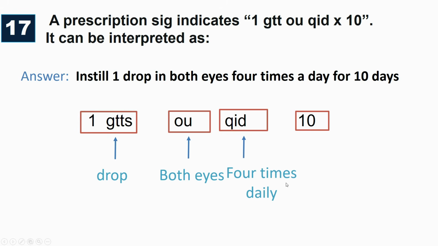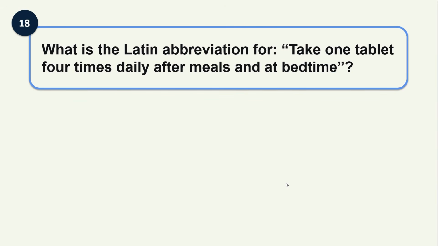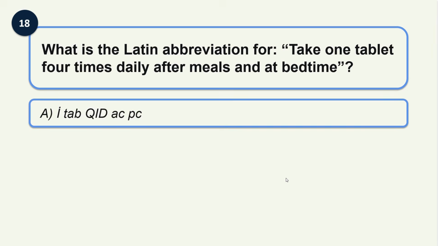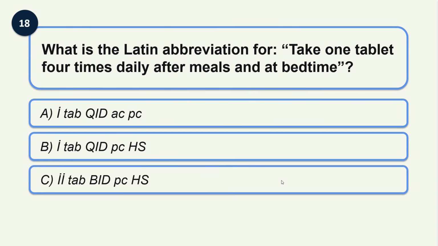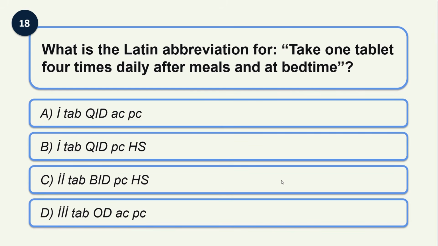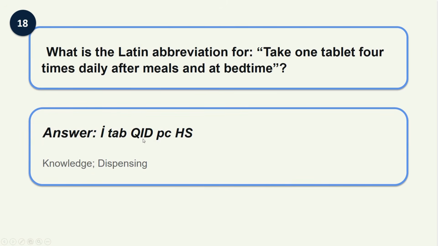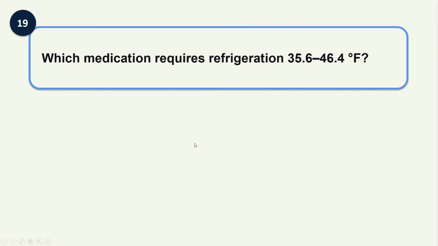QID is 4 times daily, and 10 is for 10 days. What is the Latin abbreviation for take 1 tablet 4 times daily after meals and bedtime? A, 1 tablet QID ACPC. B, 1 tablet QID PC at HS. C, 2 tablets BID PCHS. And D, 3 tablets OD ACPC. The correct answer is 1 tablet QID, PC, and HS. So QID is 4 times, PC is after meals, and HS is bedtime.